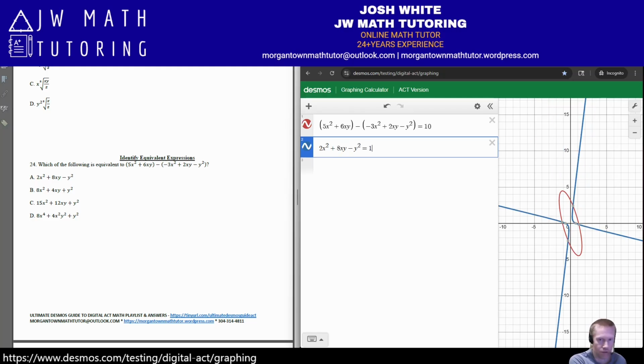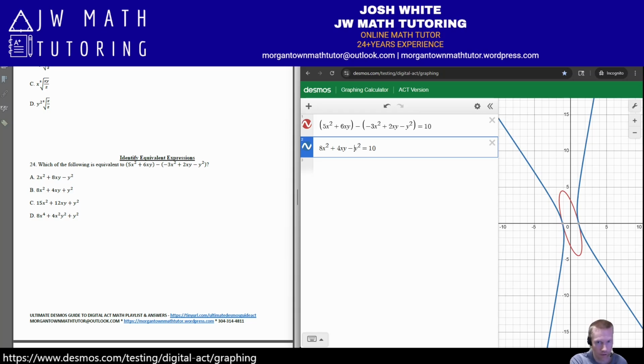On this one, we just need to set it equal to the same value, right? Because they're equivalent, and the first one's equal to 10, then the second one also has to be equal to 10. All right, so correct answer is not A. Let's check B. Yes, notice these two now overlap completely, therefore they are equivalent. Again, a lot of you could probably just do this problem in your head, combining like terms, and that's fine. You don't need to use Desmos for this.